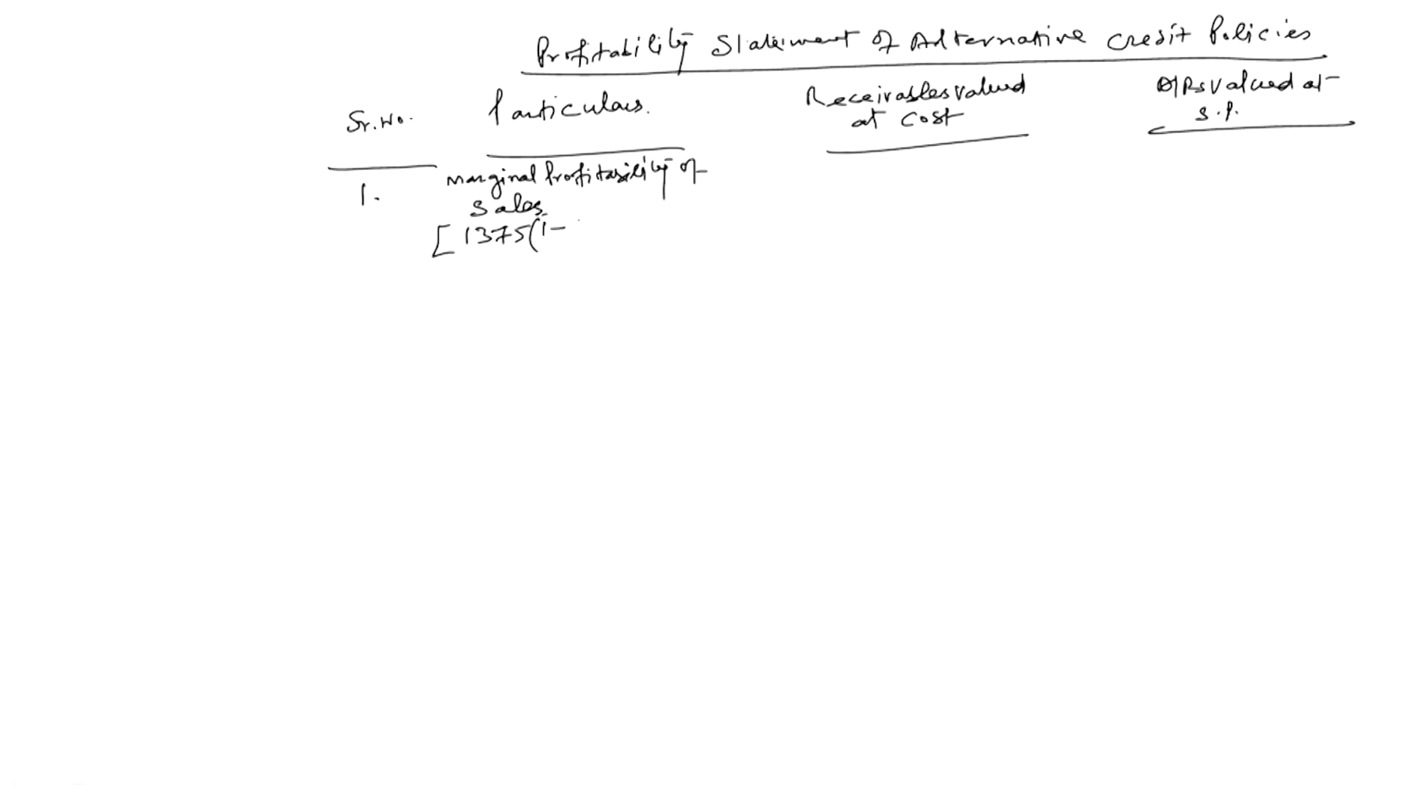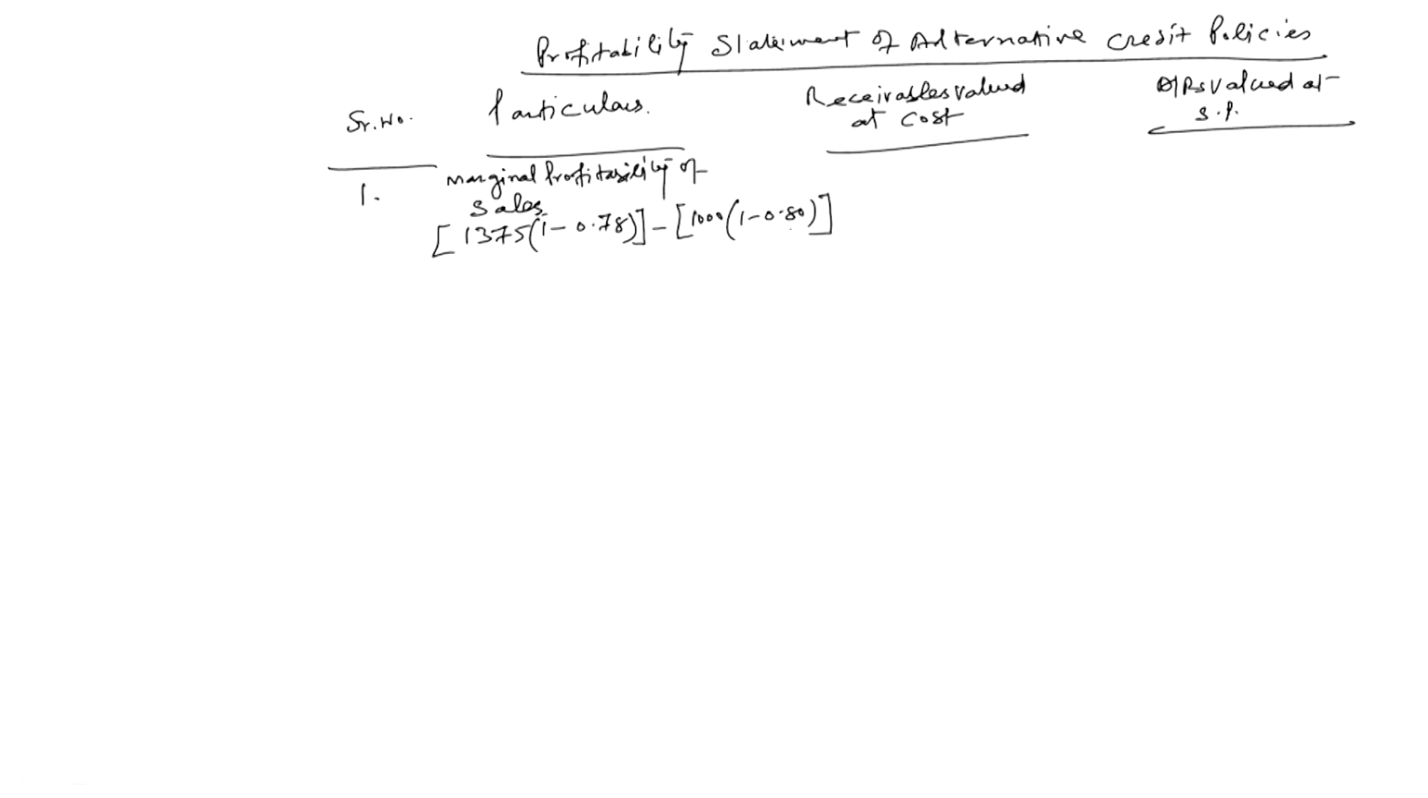What will be the cost here? Cost will come down to 0.78, right, and 1375 into 1 minus 0.78, and in this case we close the bracket. And what was the existing level? Existing level was 1000 into 1 minus 0.80, right. So, this is the profitability we are going to have. If we are considering the 80 and 78 as the cost of sales, total cost of sales including all the cost, not only variable cost.